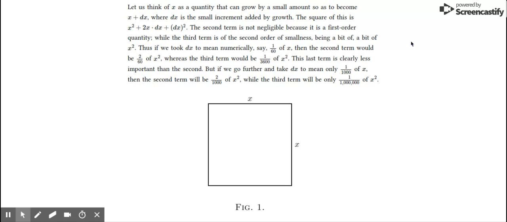Thus, if we took dx to mean numerically, say, 1/60th of x, then the second term would be 2/60ths of x, whereas the third term would be 1/3600th of x squared. This last term is clearly less important than the second. But if we go further and take dx to mean only 1/1000th of x, then the second term will be 2/1000ths of x squared, while the third term will be only 1/1,000,000th of x squared.